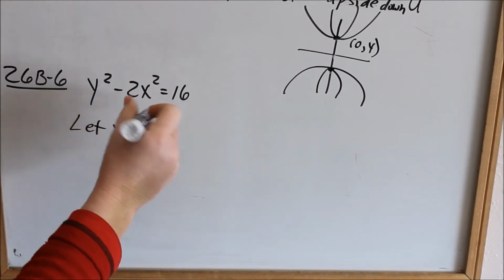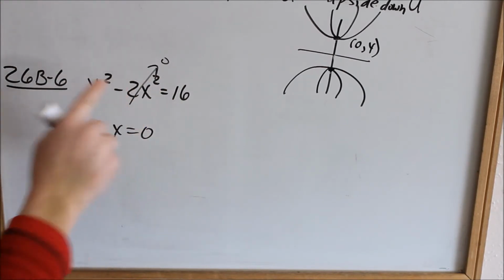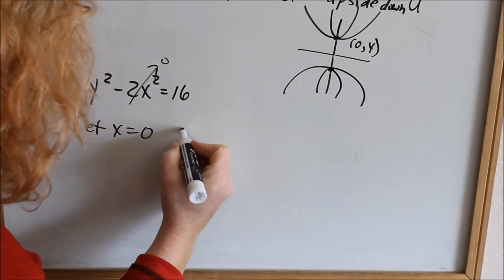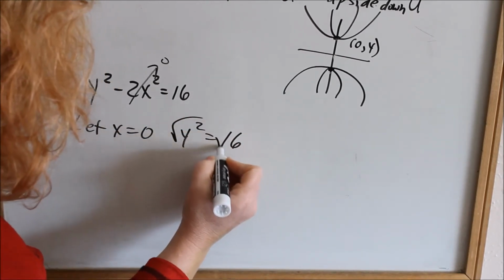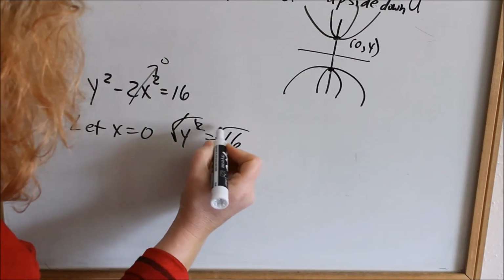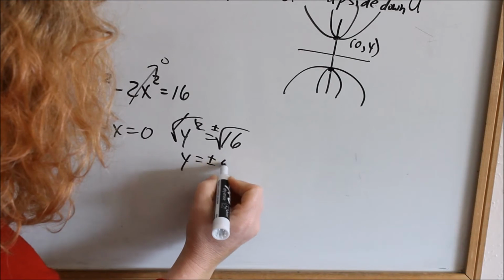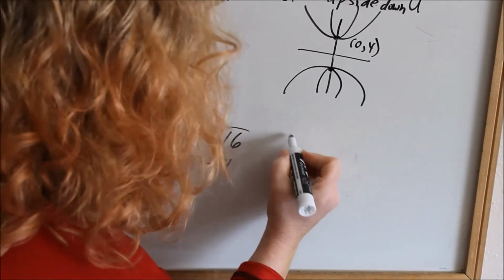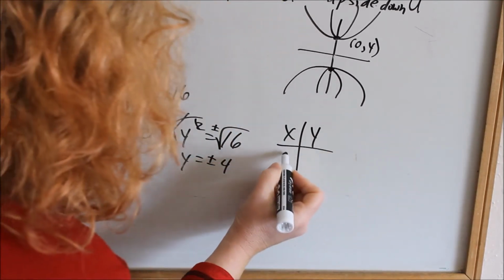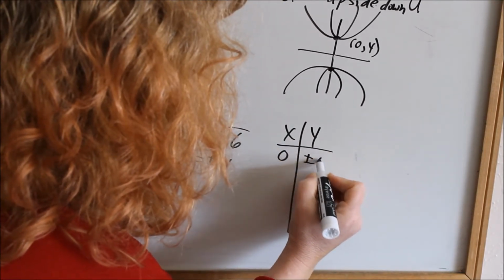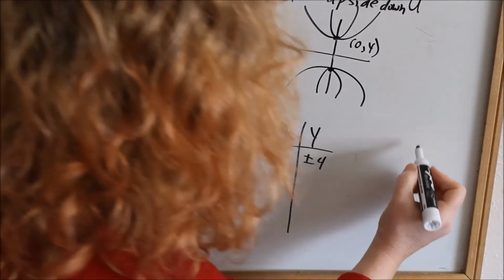So when x is 0, that whole term goes away, because 0 squared is 0 and 0 times anything is 0. So then the only thing we have left is y squared equals 16. We solve for y by taking the square root of both sides. When we have a radical, we put plus or minus in front of it. So y equals plus or minus 4. So making our little xy chart, we said when x is 0, y is going to be plus or minus 4. That tells us where we're crossing the y-axis.